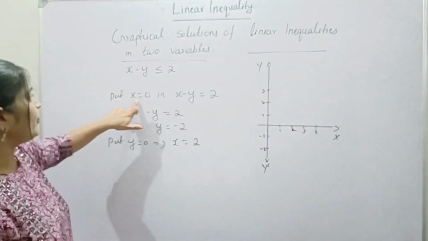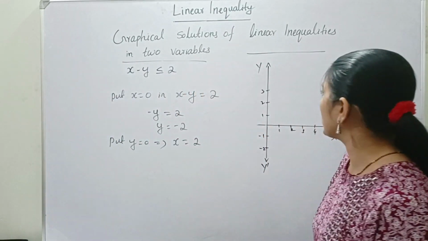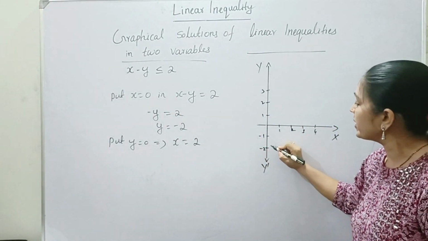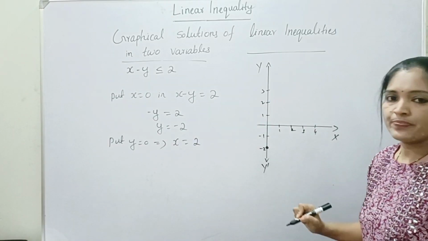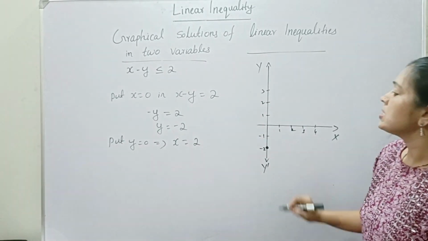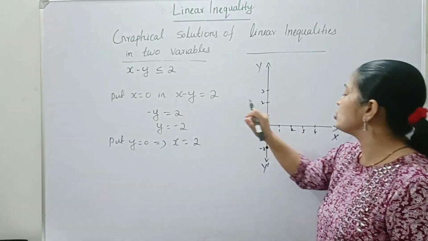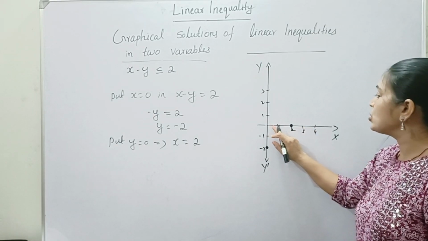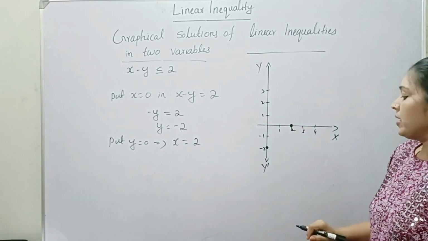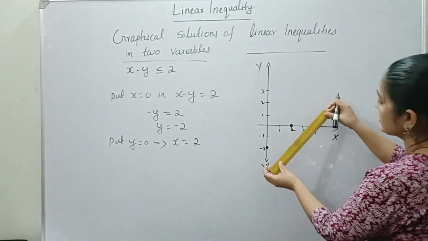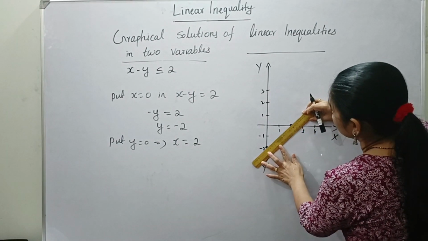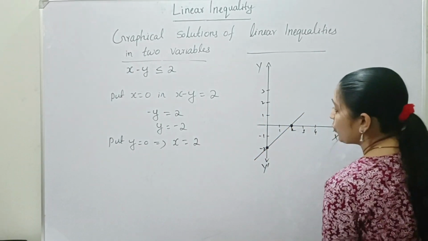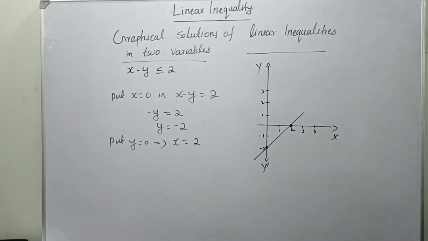Here when x is equal to 0, look at the graph, y is equal to minus 2. So it is the intersection point. Plot this point. And here when y is equal to 0, x is equal to 2. Plot this point. And draw the line through these points. So it is the graph of the equation x minus y equal to 2.